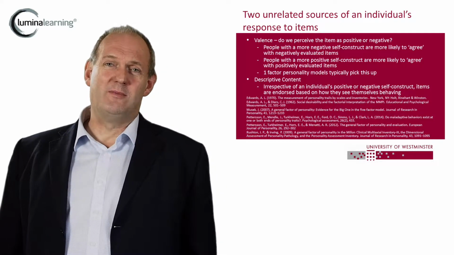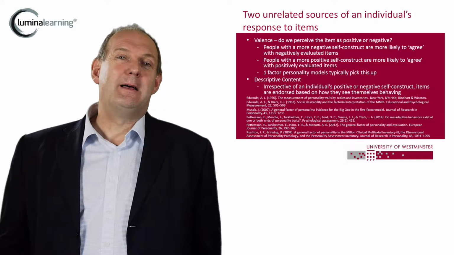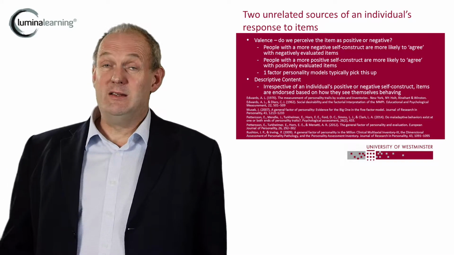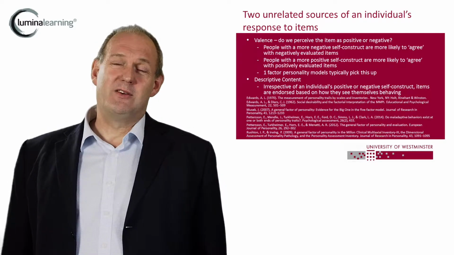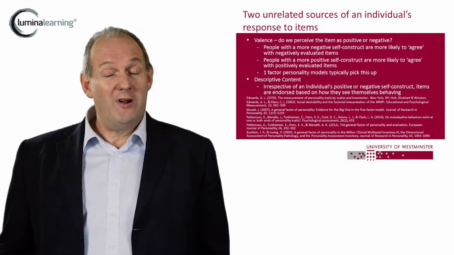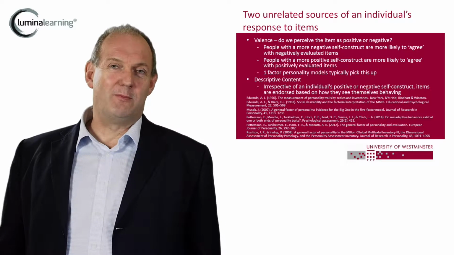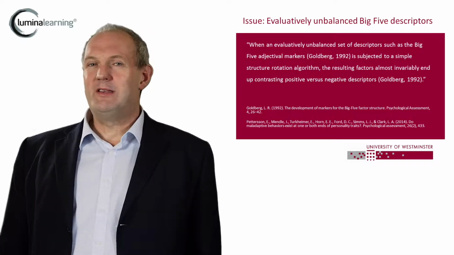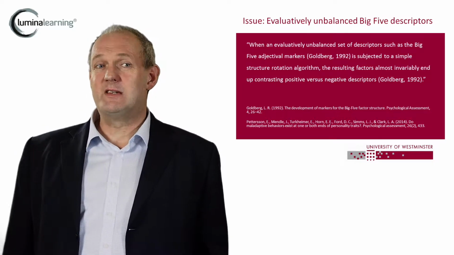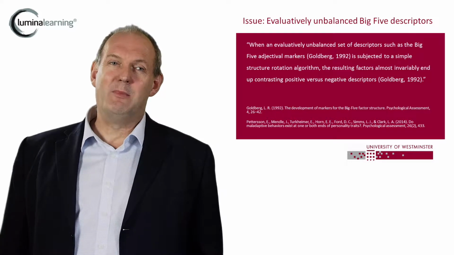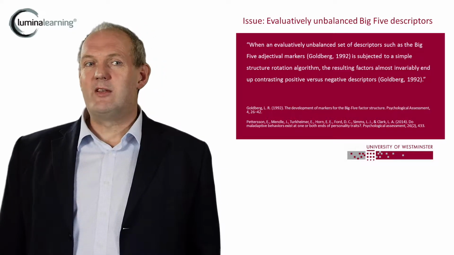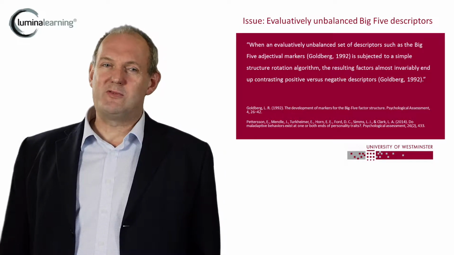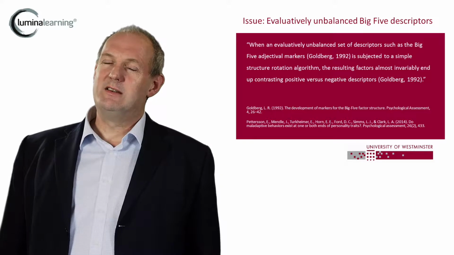Why is this important? Well, if all the items in a questionnaire have a similar level of social desirability, that's not really an issue. But often in Big Five instruments, that's not the case. You often find that one end of the polarity is expressed much more positively than the other. So here's a nice quote. When an evaluatively unbalanced set of descriptors, such as the Big Five adjectival markers by Goldberg, is subject to a simple structural rotation algorithm, the resulting factors almost invariably end up contrasting positive versus negative descriptors.